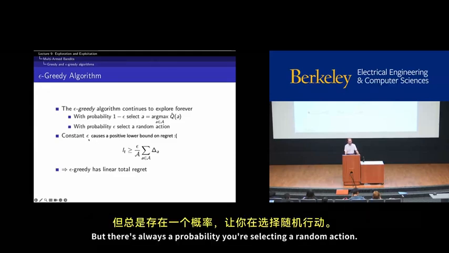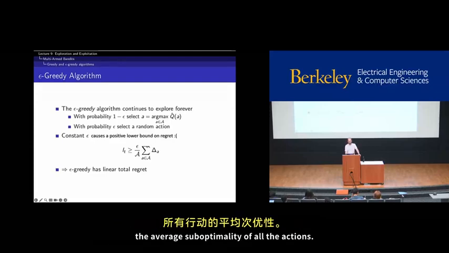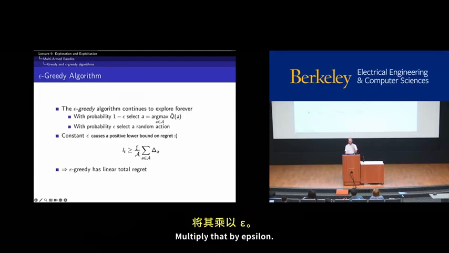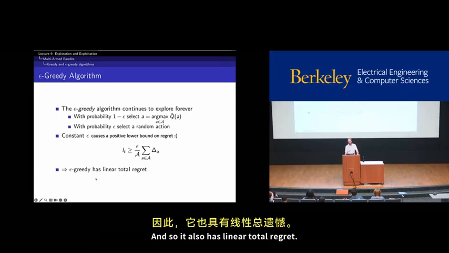But if there's always a probability you're selecting a random action, the expected suboptimality from selecting a random action is basically the average suboptimality of all the actions. So this is the average suboptimality of a randomly selected action. Multiply that by epsilon, and the expected loss is going to incorporate at least this term. And so it also has linear total regret.